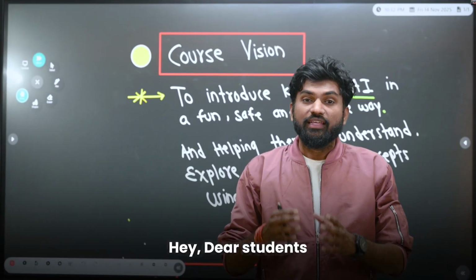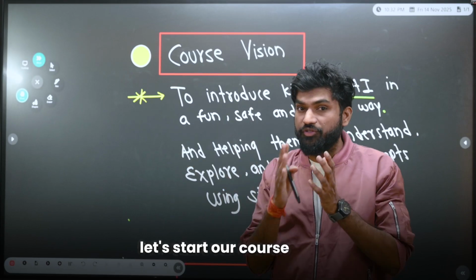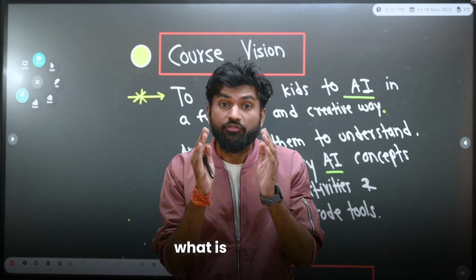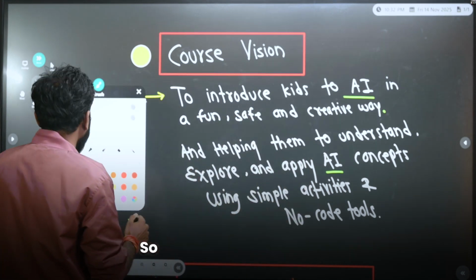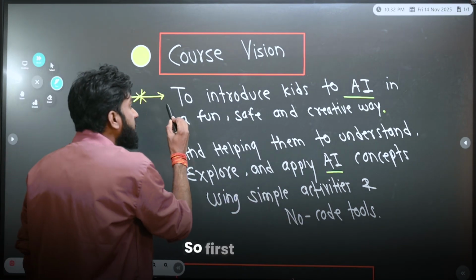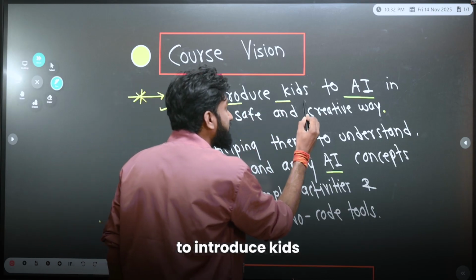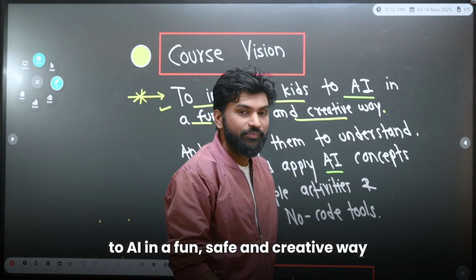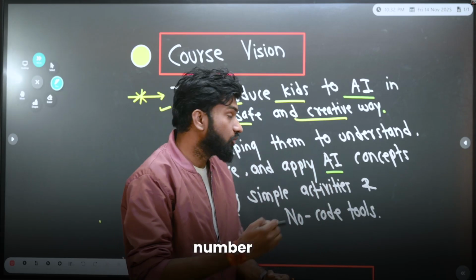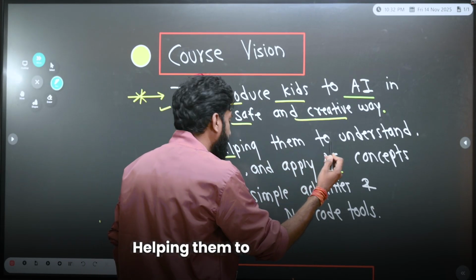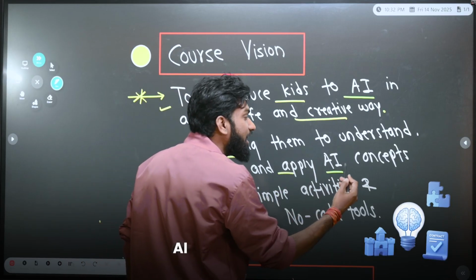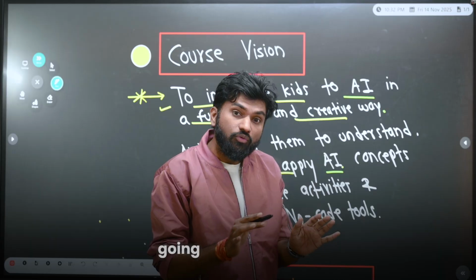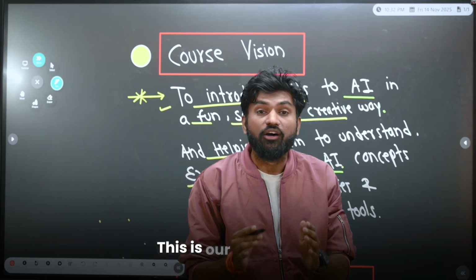Hey dear students, let's start our course vision. So, in simple language, we will understand what our vision is. So let's start with this point. The first thing is to introduce kids to AI in a fun, safe and creative way. This is our first part. Number two, helping them to understand, explore and apply AI concepts using simple activities where we are not going to use any code. This is our main vision.